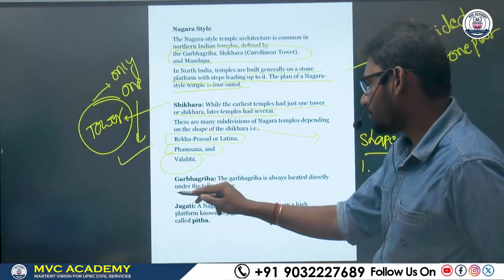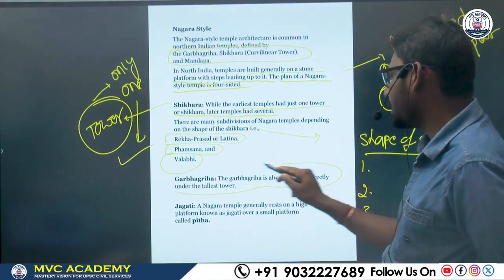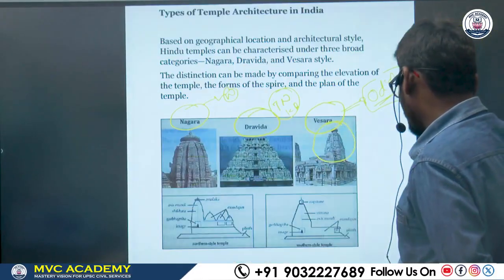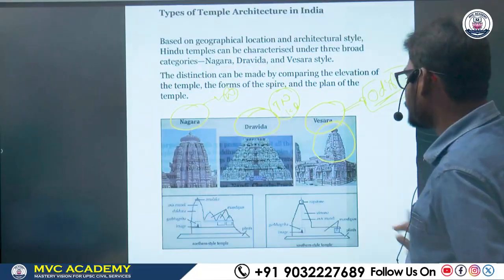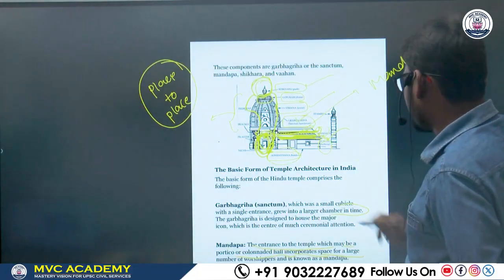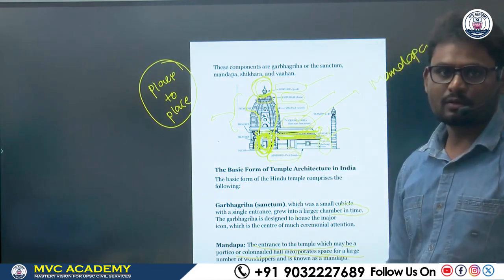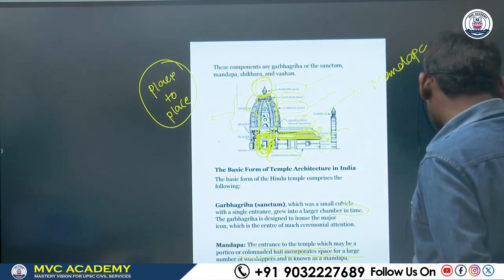Next, Garbhagruha. The Garbhagruha is always located directly under the tallest tower. So here it is the tallest tower. Here we are having Garbhagruha. It is always located under the tallest tower.